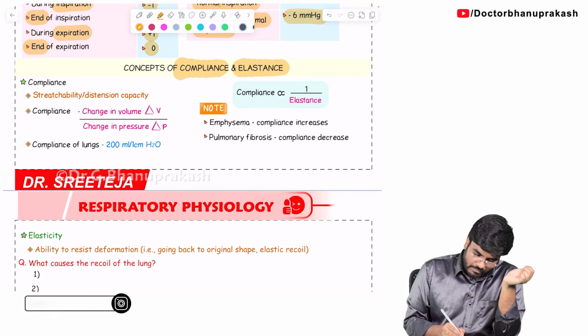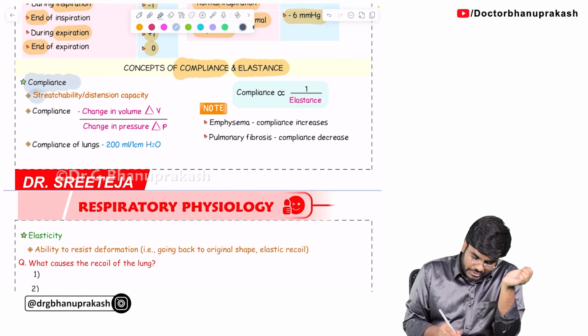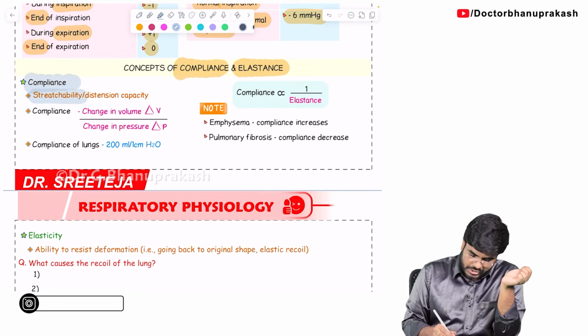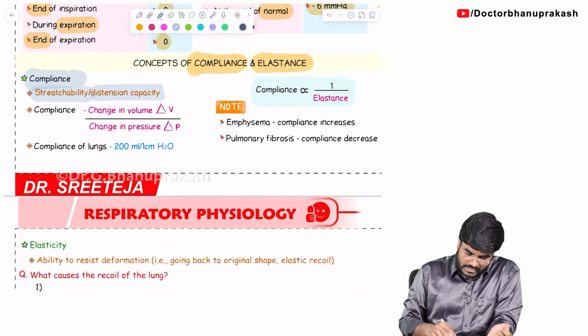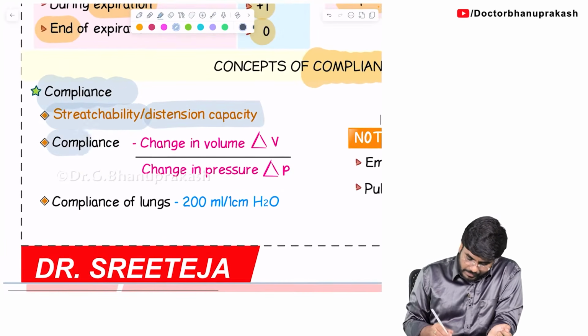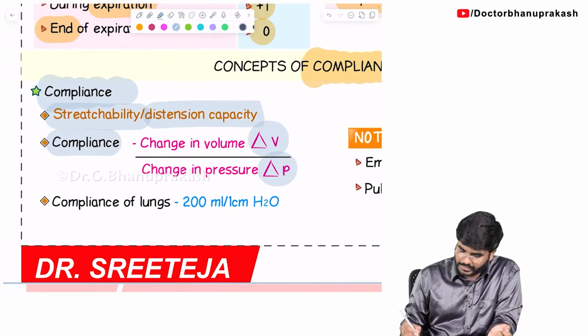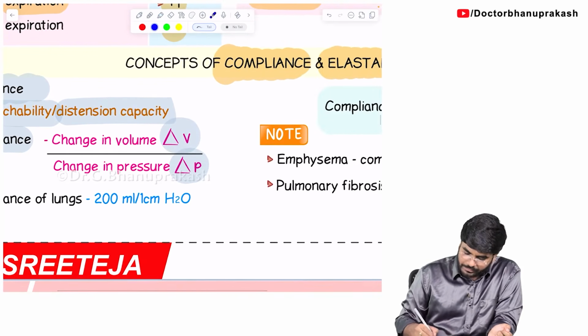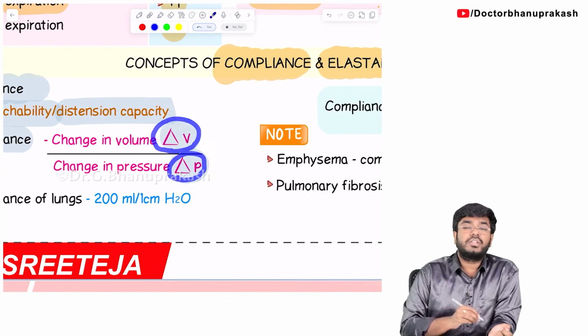See here guys, what does compliance mean? I have explained to you. Compliance is the stretchability of a substance, or the distension capacity of a substance. What is the formula for compliance? The formula for compliance is delta V by delta P. What is delta V by delta P? How much volume is changing, and how much pressure is changing.